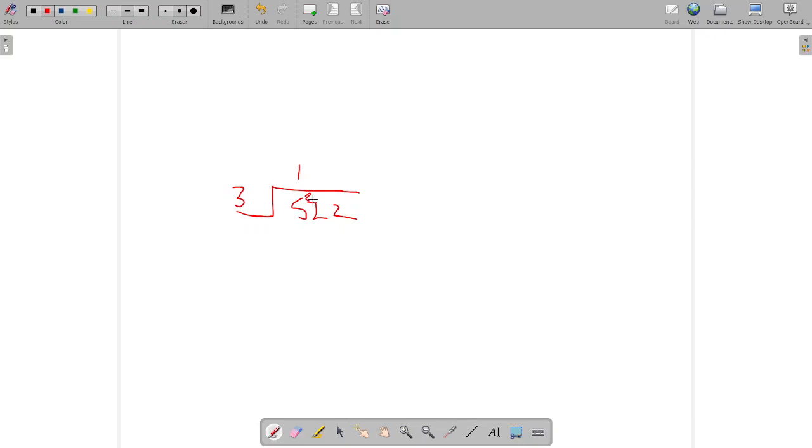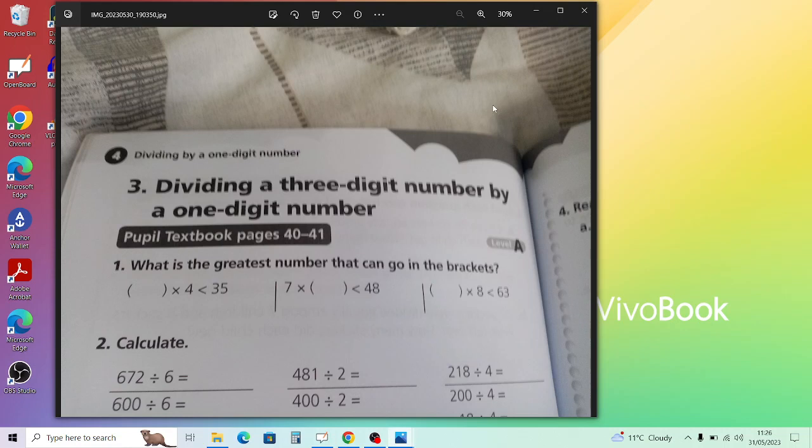Then we look at 3. How many 3's go into 22? It's going to be 7, remainder 1, because 7 times 3 is 21, and then 1 more to get 22. And then 3 goes into 12, that'll be 4. So it's going to be 174. Okay, and the same for the other ones as well.